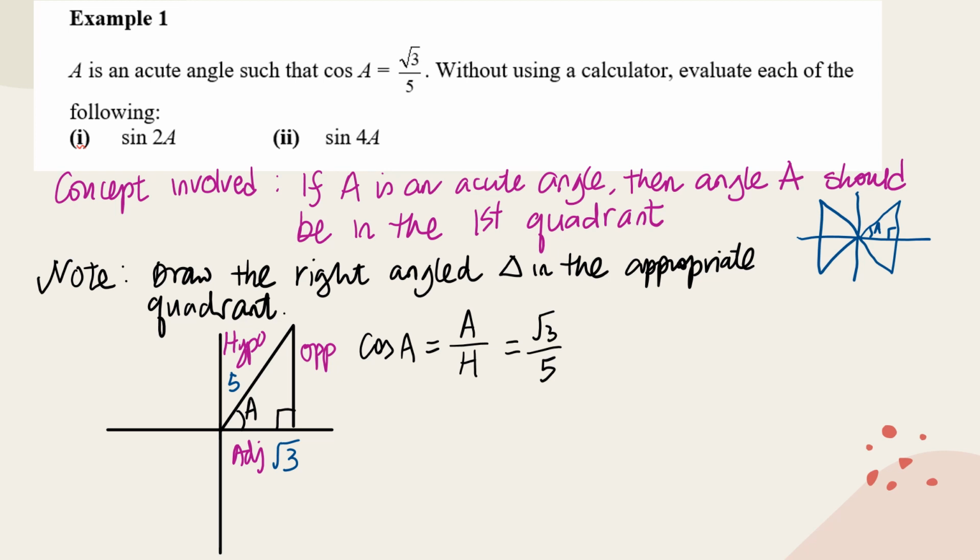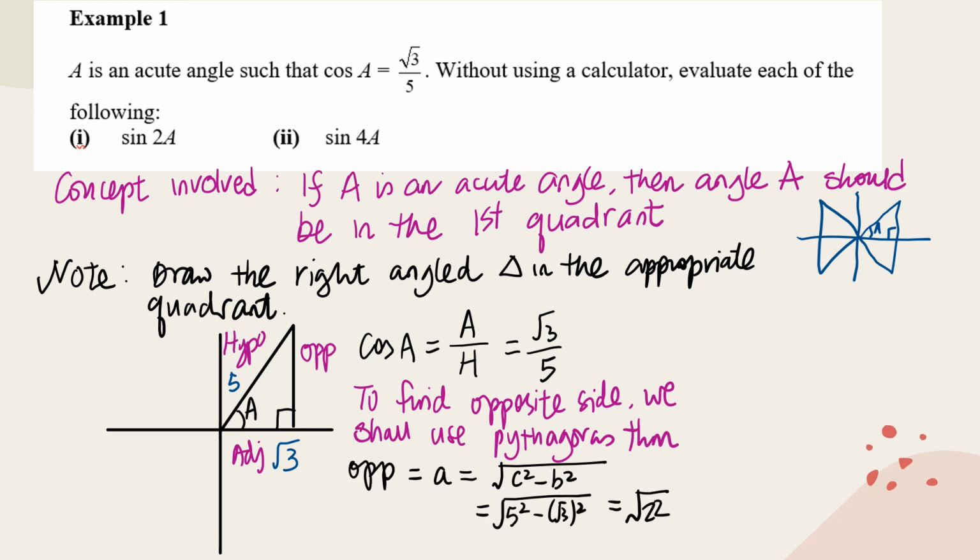And to find the opposite side, we will use Pythagoras theorem. Pythagoras theorem, a squared plus b squared equals c squared. So therefore, a squared equals c squared minus b squared. So we can find the opposite side to be square root 22. So the next step is to write down the double angle formula for sine 2A.